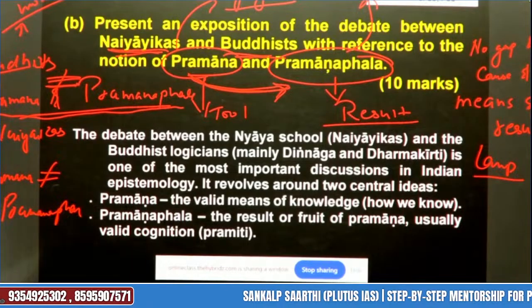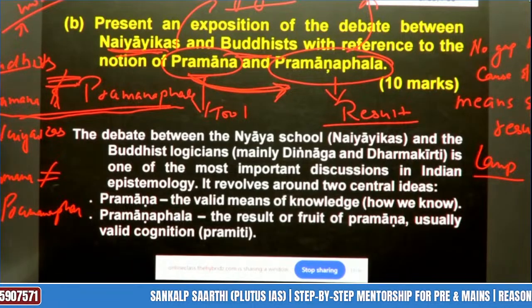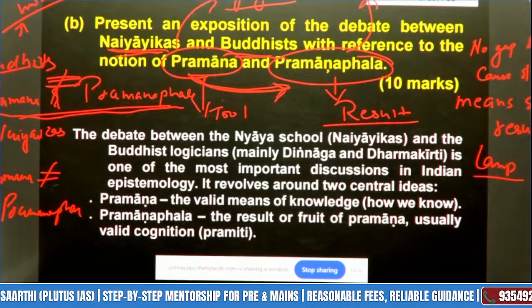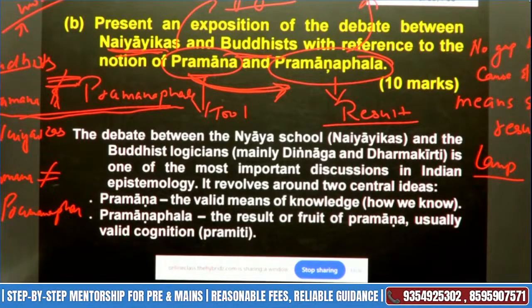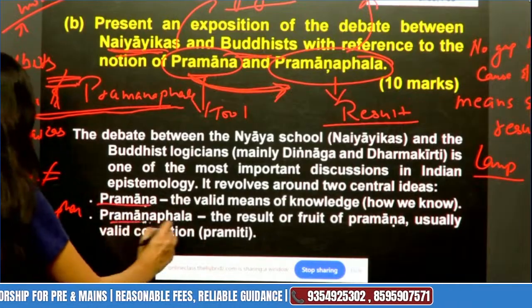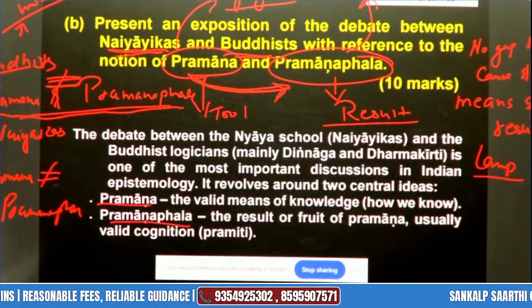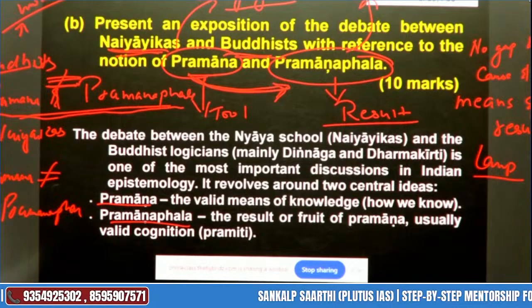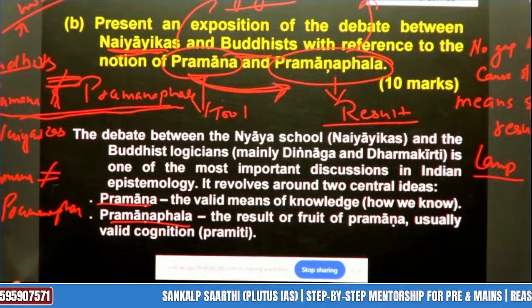Let's read. The debate between the Nyaya school and the Buddhist logicians is one of the most important discussions in Indian epistemology. It revolves around two central points. First is Pramana and Pramanaphala. Pramana is the valid means of knowledge, how we know, and Pramanaphala is the result or fruit of Pramana, usually valid cognition, that is Pramiti.